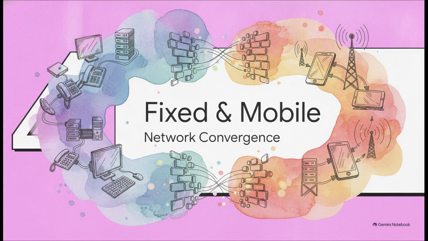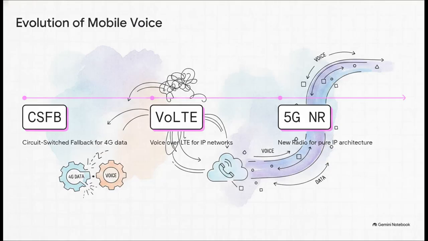All right, on to leap number 4, fixed and mobile convergence, network convergence. This is where the traditional walls between your fixed office network and your cellular provider just completely collapse. Have you ever wondered why older smartphones had that agonizing 3 to 8 second delay before a call actually rang? It's because early 4G networks were data only. When a call came in, your phone had to awkwardly drop its data connection and fall backward to older 3G circuits just to ring the voice call.